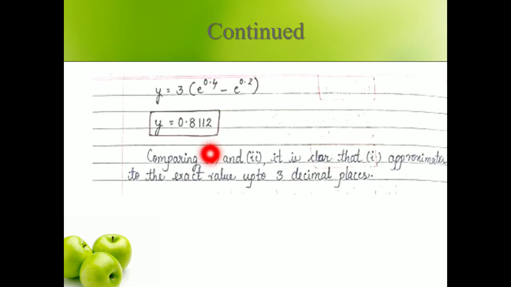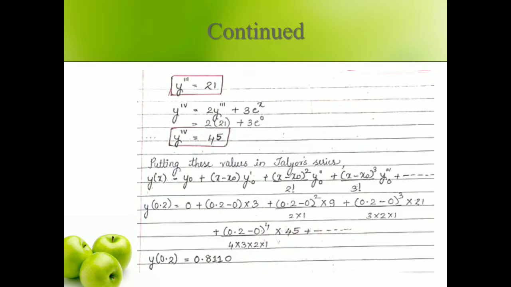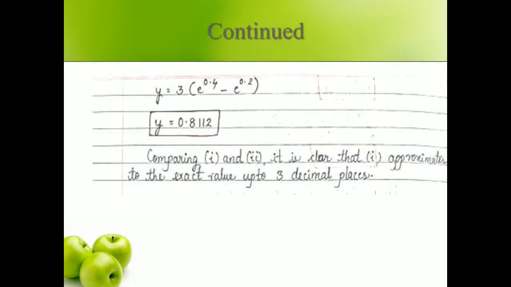This is to compare whether by using the Taylor series and the exact solution we are getting the same value or not. Up to 3 decimal places the values are the same. Using the Taylor series we get y of 0.2 equal to 0.8110, and using the exact solution we get the value of y to be 0.8112. So comparing 1 and 2, it is clear that the first approximates the exact value up to 3 decimal places.